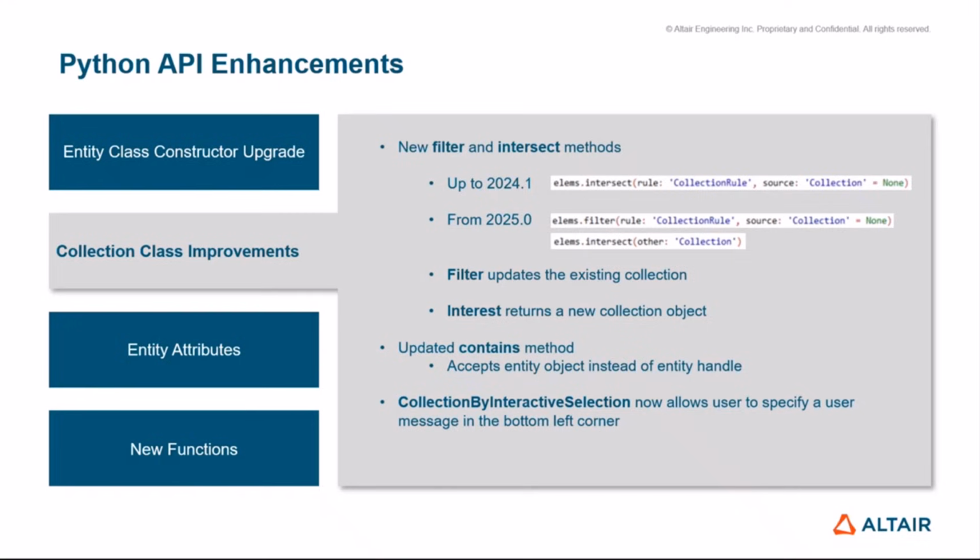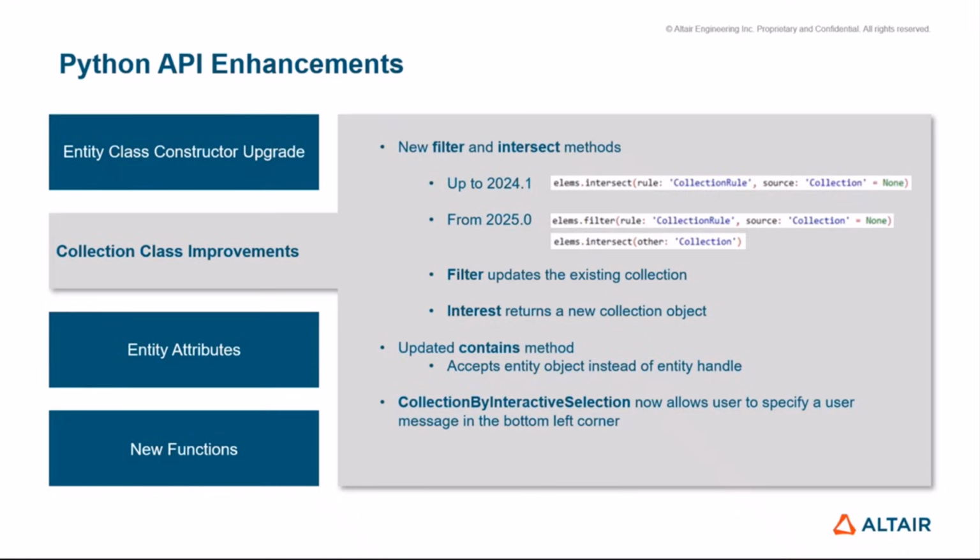The contains method that allows you to check whether a collection contains a specific object, a specific entity, has been streamlined. Up till now, a user needed to pass an entity handle instead of the actual entity object. Entity handle is more of an internal concept, so we improved it and just made it more user-friendly. So directly you can pass an entity object to the contains method.